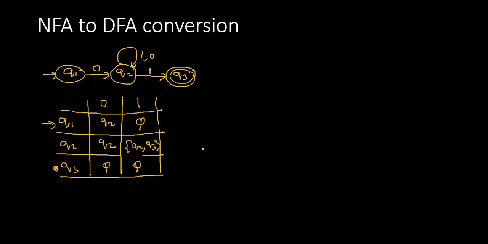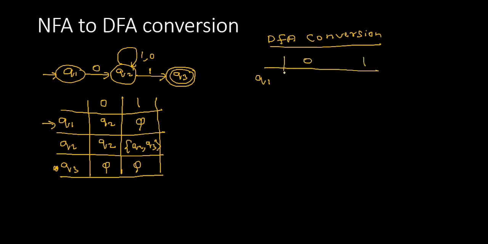Now, in order to convert that to a DFA, we will write here DFA conversion. The first thing we have to do here is take the first row of the NFA transition table into account. What is the first row here? The first row is Q1, and we have 0 and 1 as inputs. First we will fill the first row itself. Now, in Q1 when 0 is applied, we go to Q2. So, we will write Q2 here.